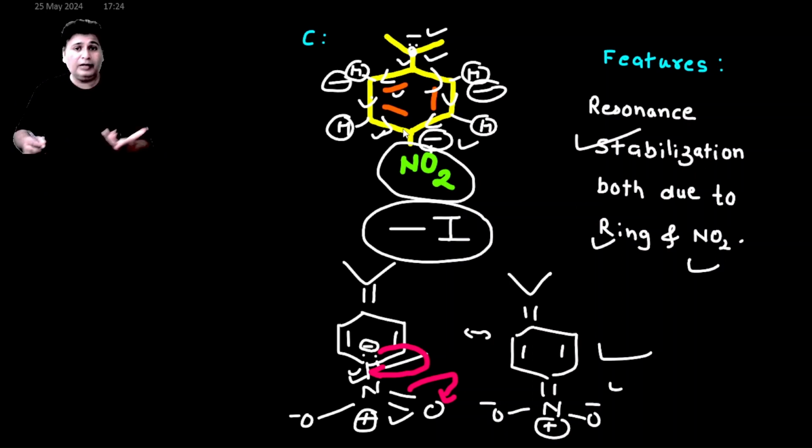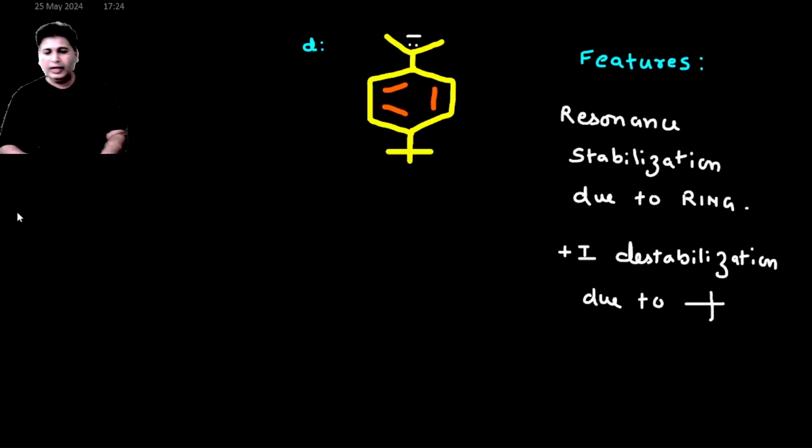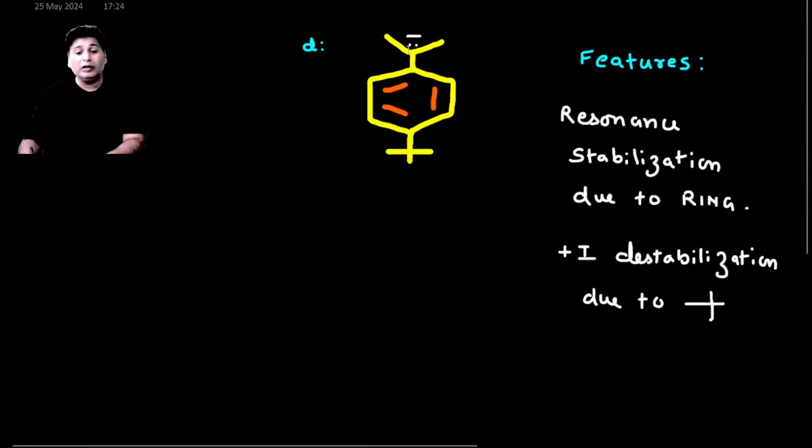So both the things, the resonance delocalization of the minus charge in the ring, the resonance delocalization of the minus charge on NO2, and the minus I effect, make this carbanion the best carbanion amongst the 4 possibilities. I will finally take up all the 4 options and compare them in the last slide. Okay, now coming on to the carbanion D. You understand the carbanion D, I have already said.